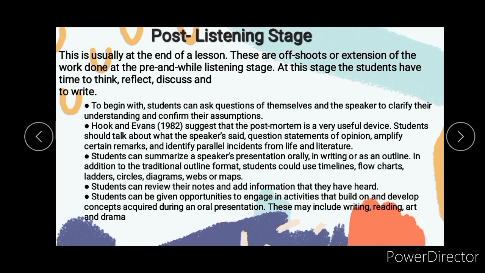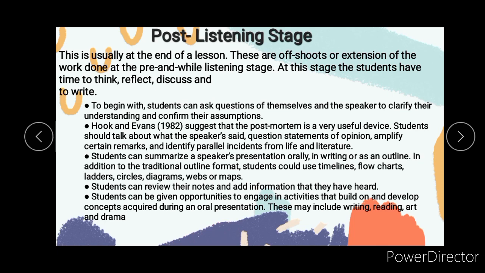The first one is to begin with, students can ask questions of themselves and the speaker to clarify their understanding and confirm their assumptions. Hook and Evans, 1982, suggest that post-mortem is a very useful device, where the students could talk about what the speaker said, question statements of opinion, amplify certain remarks, and identify parallel incidents from life and literature.